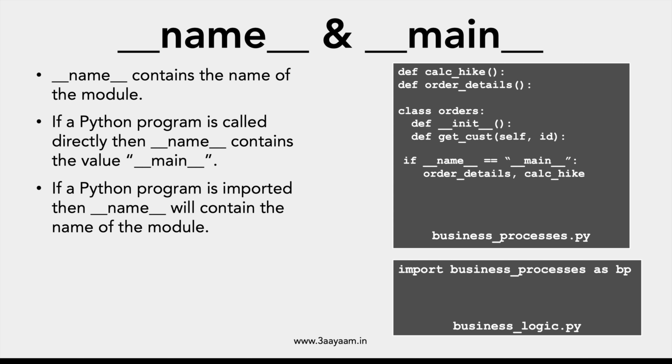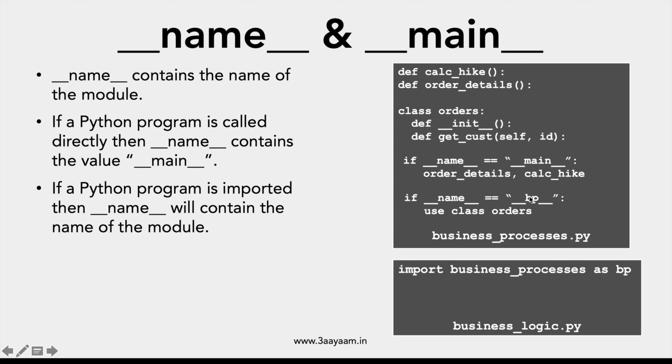Now if I mention a code like this, if name equal to main, then go ahead and execute order details and calculate hike. So the functions are supposed to be executed when the program is running in a standalone mode, and that's what we have mentioned. If name equal to main, then go ahead and execute order details and calculate hike. Of course, this is pseudo code. I have not defined the entire code here.